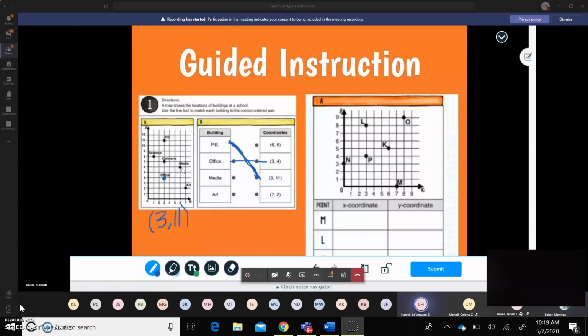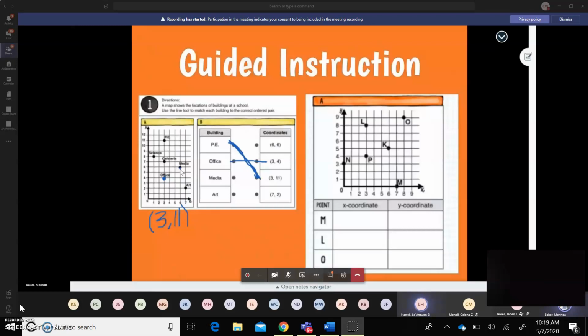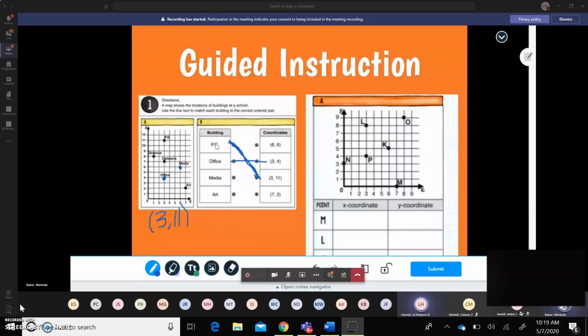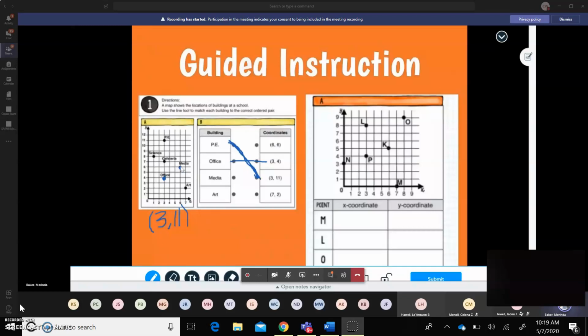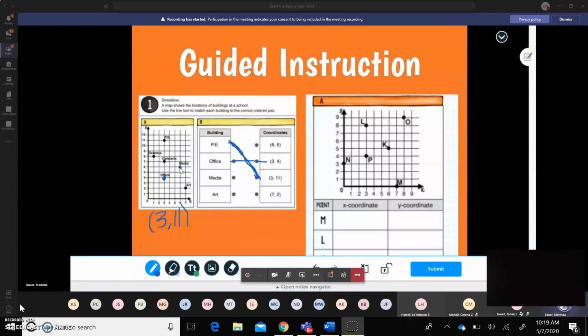No, you see the media center right here on our grid? This was for PE. That was for the PE. That's when I modeled it. But the media center you can see right here on our coordinate plane. Okay. So how would I get to the media center?